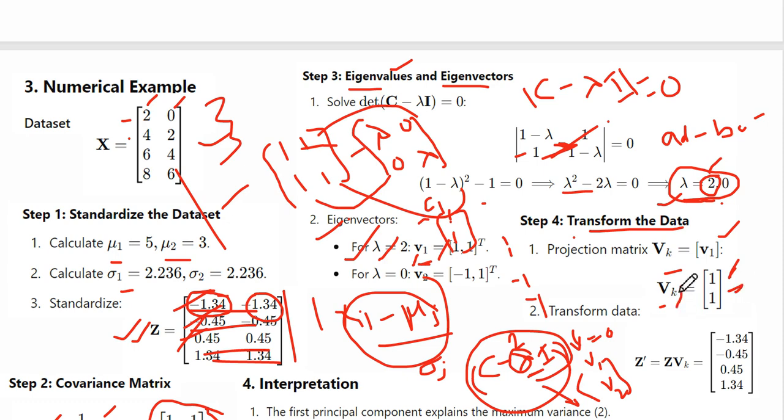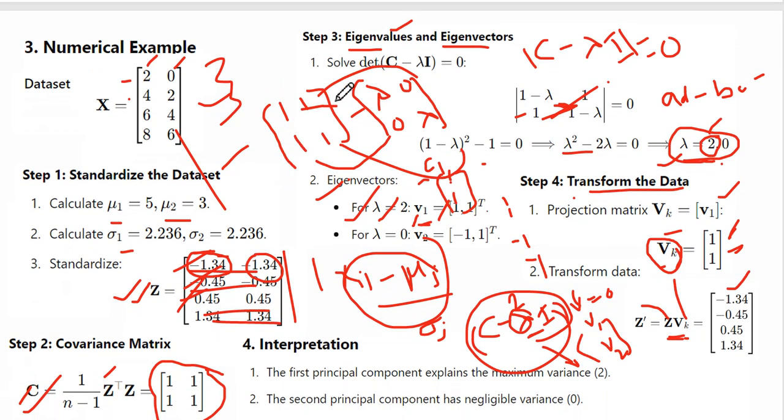So after getting this projection matrix Vk, we have to transform the data. How are we transforming the data now? Z into Vk. We know the standardization matrix, we know the Vk. Multiplying both, we get the transformed data. Guys, hope everyone understood. This is the mathematical intuition we have to find the principal components.